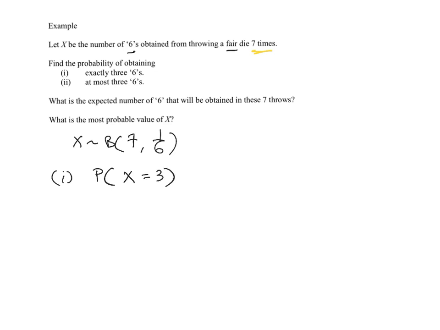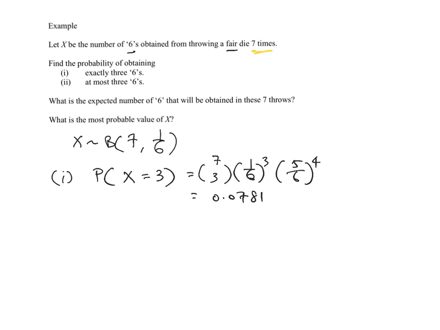Over here we apply the formula from the probability distribution function of the binomial distribution. It will be 7 choose 3, 1 over 6 to the power of 3 for the successes, and the failure, which is not a 6, 5 over 6 to the power of 4. If you use the calculator to press, this should be 0.0781.